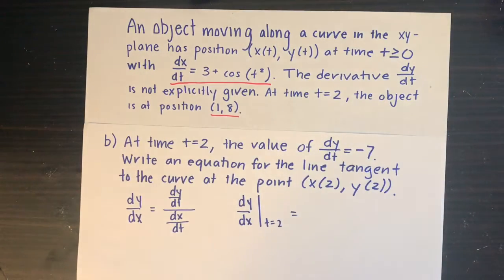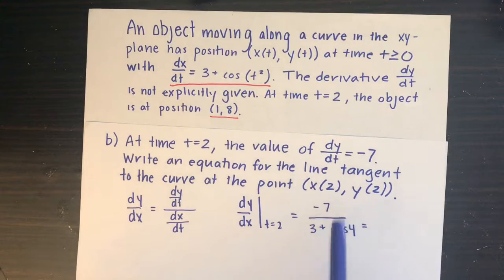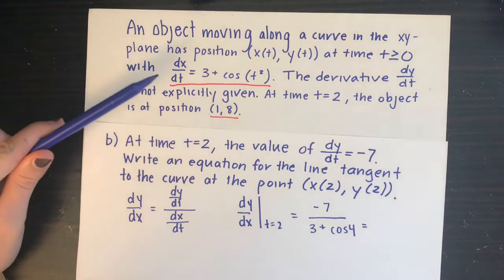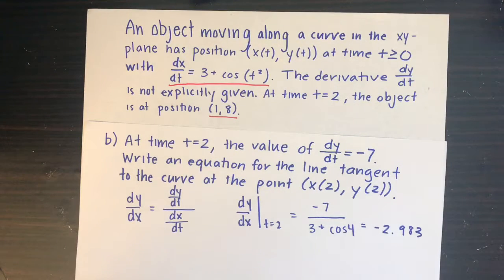So for this problem, we need to begin by finding the derivative at t equals 2. We are given that at t equals 2, the value of dy/dt equals -7. So we can plug that into the top of the derivative equation. And then we also already know the equation for dx/dt that we can use any time to plug into. So at time t equals 2, dx/dt equals 3 plus cosine of 4. Now, evaluating this with your calculator, you're going to get -2.983 for the value of dy/dx.